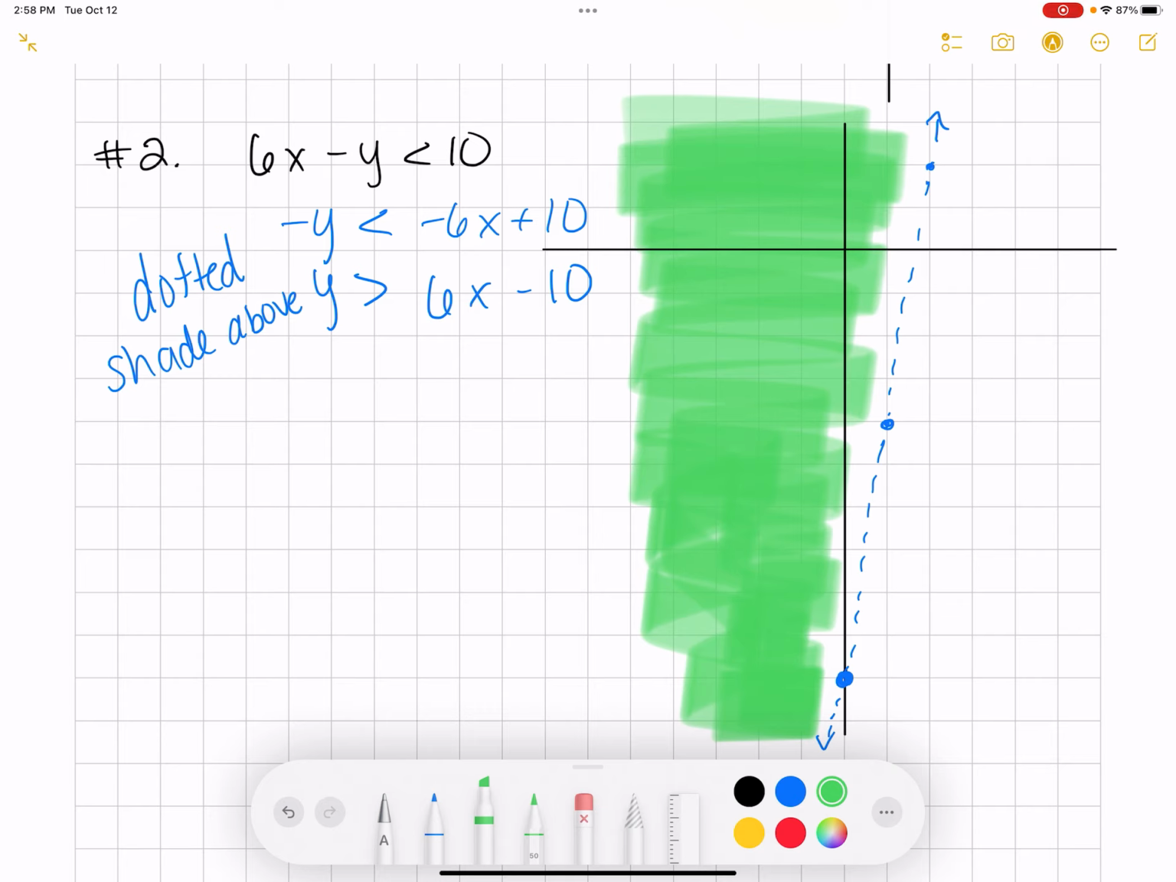I always use this side of my pencil when I shade because it makes it look more normal.